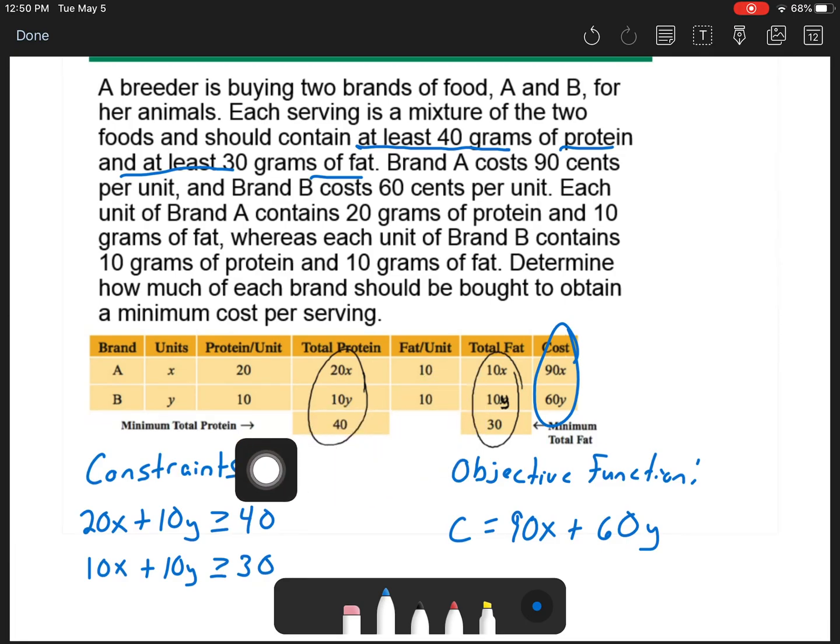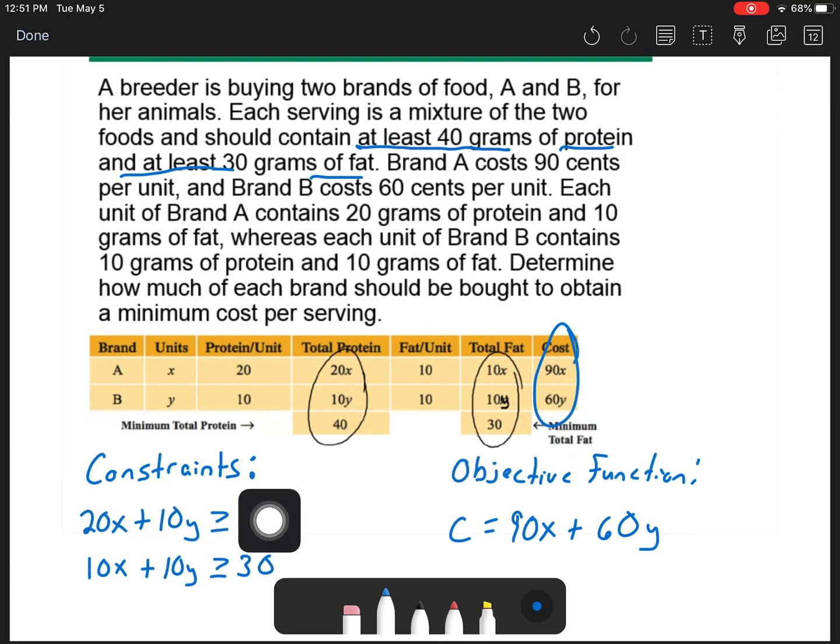Okay, and then below this, we know that we have to have a minimum of 40 grams of protein in the mixture. So that's actually going to be one of our inequalities that we use. And then for fat, brand A had 10 grams of fat per unit, so that's going to be 10 times X, and brand B had also 10 grams of fat per unit, so that's going to be 10 times Y. And this is going to be our second constraint here. The total fat has to have a minimum of 30 grams of fat. Over here, this was our cost. Brand A was more expensive. It was 90 cents per unit, and brand B was only 60 cents per unit. Okay, so we're going to use that as our objective function.